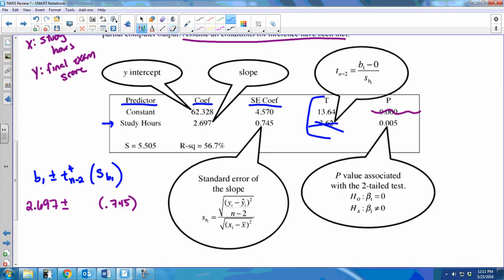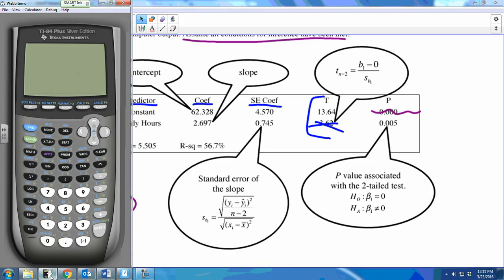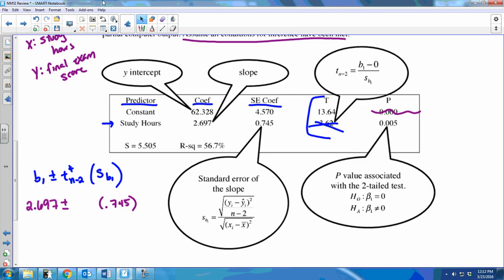How do I calculate a T critical value for 95% confidence? Inverse T. We want to be 95% confident, so that's 0.025 in each tail. We have n minus 2 degrees of freedom. If you scroll up to the problem, it says 12 people were sampled. So what's our degrees of freedom? 10. So we get 2.23. Everyone's still with me?